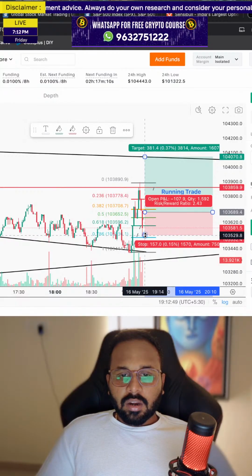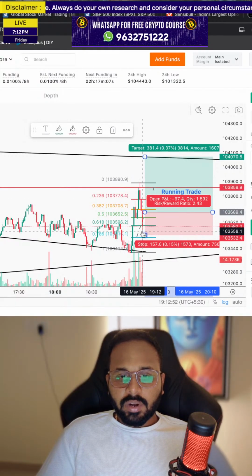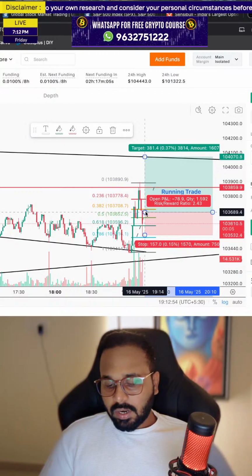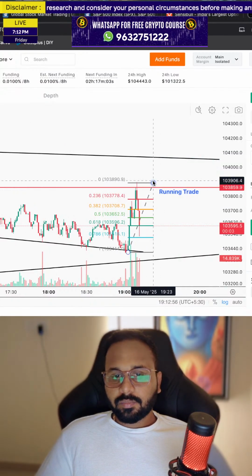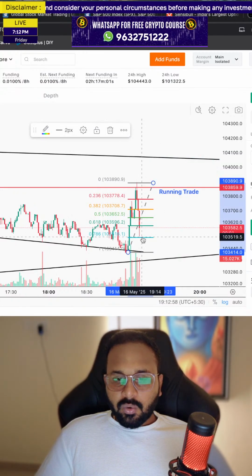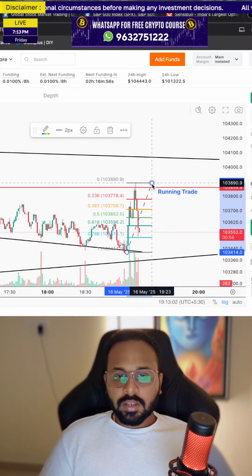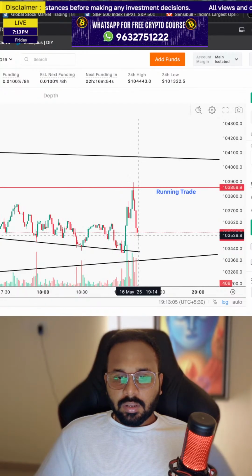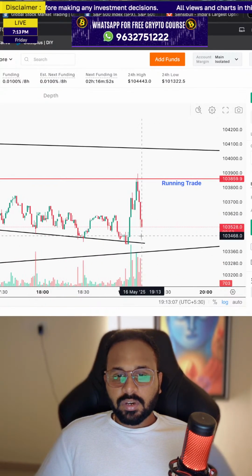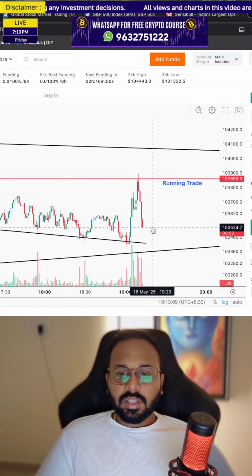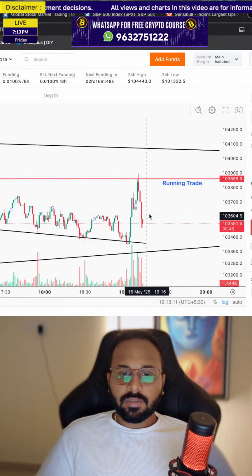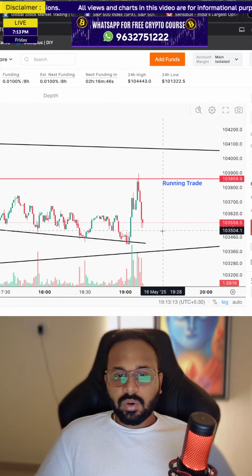Even though this correction has happened up to the 786 level, you consider that buyers are still there. If the market goes below the 786 level and shows bearishness, then you consider that buyers have exited from the market. As of now, it is holding on to that range.